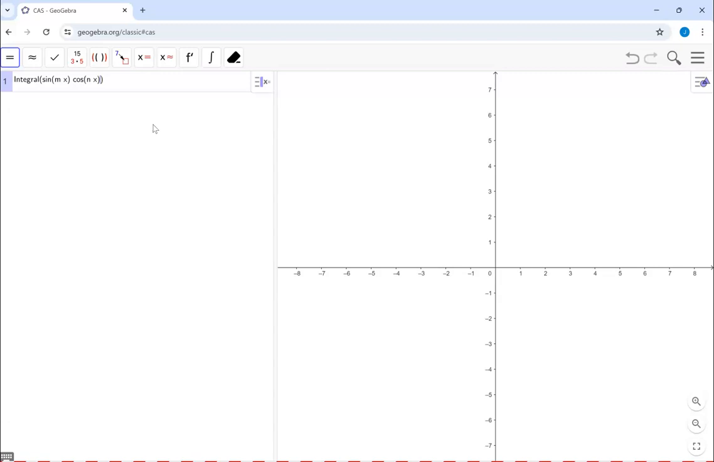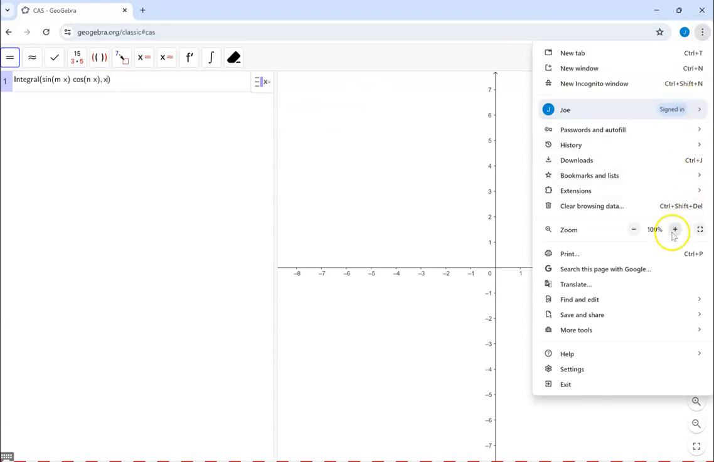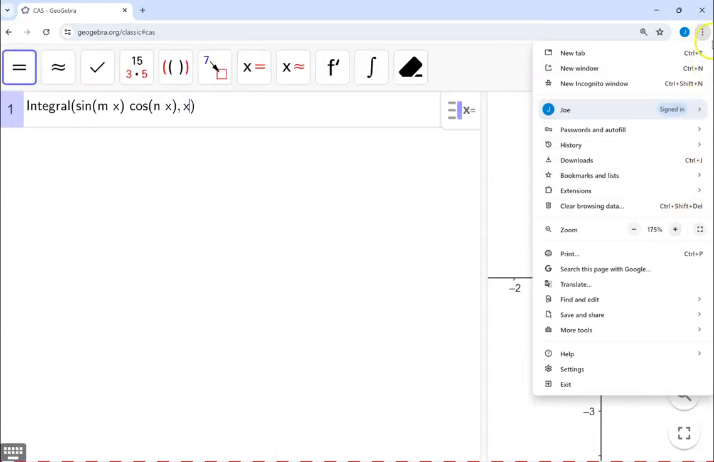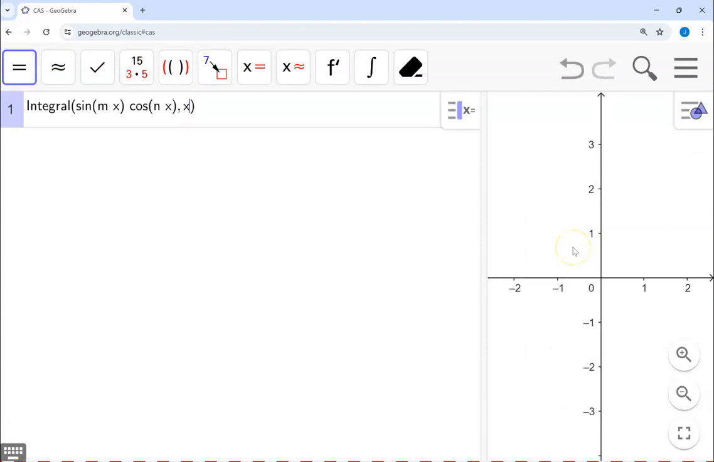All right, I want to integrate this, but notice that I have 3 variables here, right? I've got an m that it doesn't know, I've got an n that it doesn't know, and it has an x that it doesn't know, correct? Okay, so the next thing I need to do is tell it what variable to integrate with respect to. I'll put a comma and then an x. I can zoom in a little bit. See it a little better, maybe.